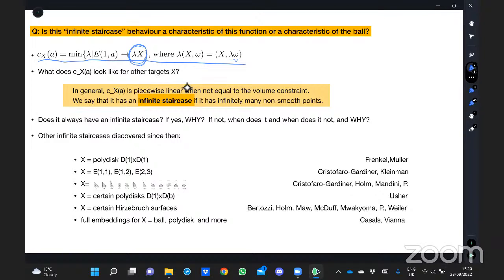So for other targets, the polydisk by Frenkel-Müller, these three ellipsoids by Christopher, Gardner and Kleinman. Then this is the one that I'm going to be talking about, Usher, I will also mention for certain polydisks. I'll say all these words again later on. So if you don't know what a polydisk or a Hirzebruch surface is, it's fine for now. I'll also talk about this one if I have time. And then in the related work, Casals and Vianna did it for some of the same as here.